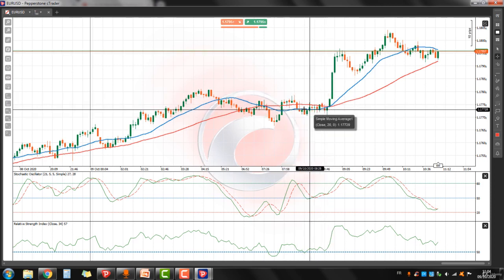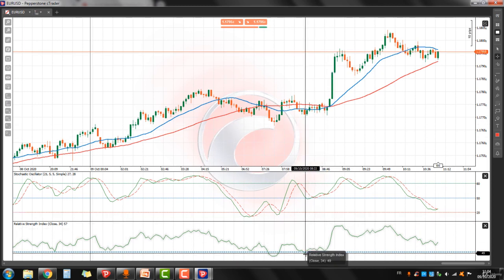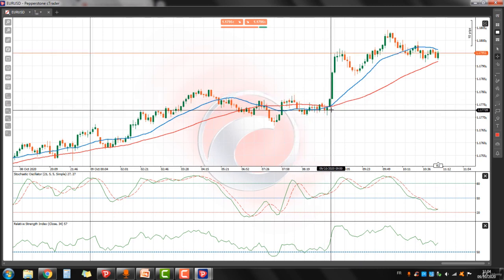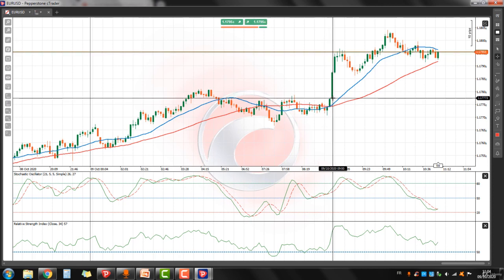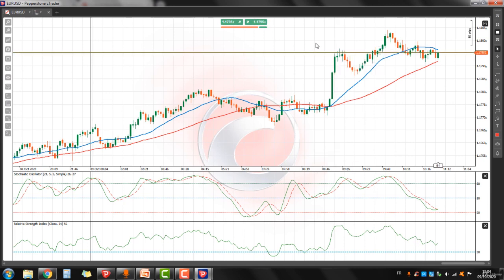Here the market is ranging. The RSI here is below 50. It did a pullback here, waiting for the breakout to reinforce our position and take 20 pips also. Here we have a resistance at this level.